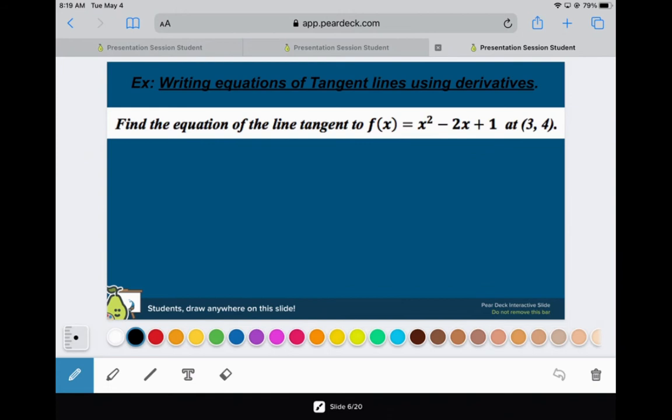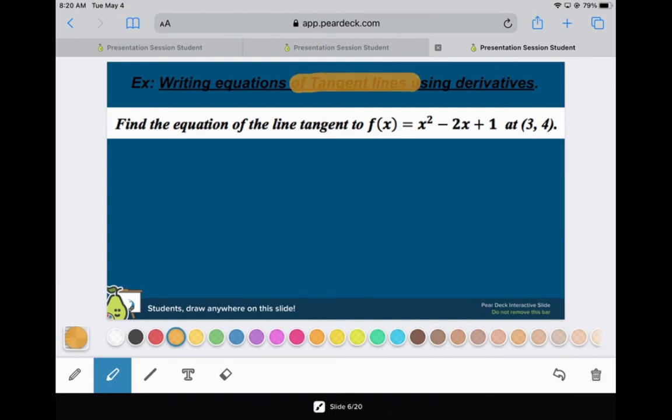We're going to cover two things today: derivative of trig functions, and we're going to write the equation of a tangent line. I'm going to highlight the word tangent. Tangent line means the line just touches the other line exactly at one point. What do I mean by that?